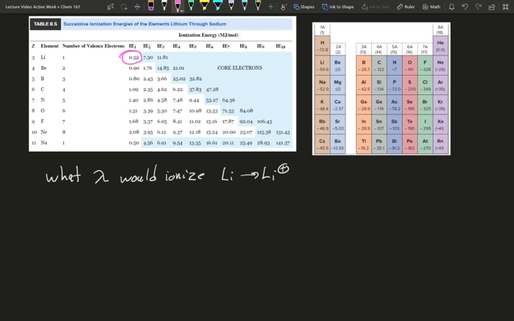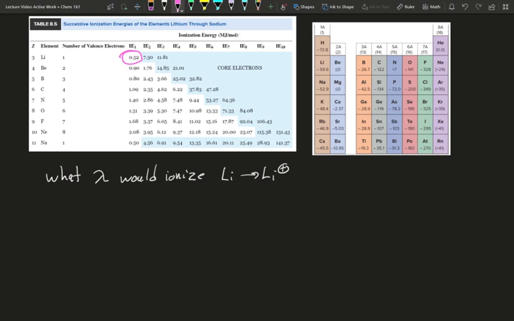Take a moment and think about this problem. I've got an atom, I need to hit it with a photon, I need to knock off an electron. How can I use this information to find what wavelength of light would be needed to do that? Technically, what maximum wavelength? Remember, the smaller your wavelength, the more energy you have.